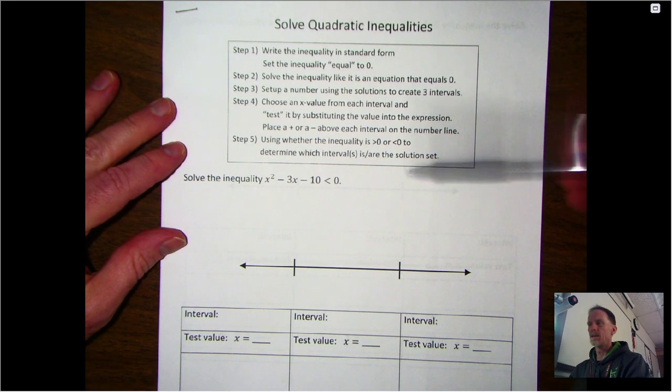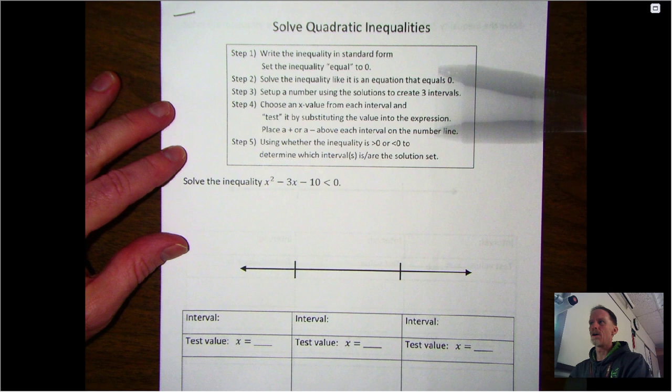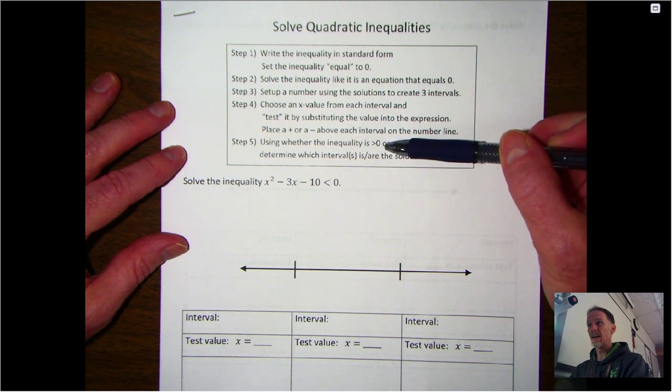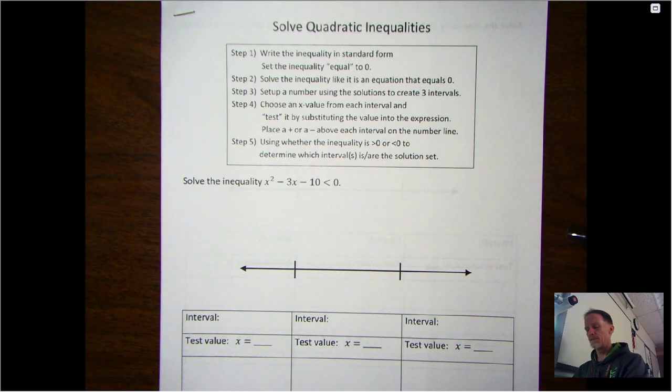The steps are right here. I'm not going to read these out to you. If you want to pause the video or take a screenshot, something like that, you can certainly do that. But I'm going to kind of jump in, and we're going to do these steps as we do the problem. And I've got 4 examples here.